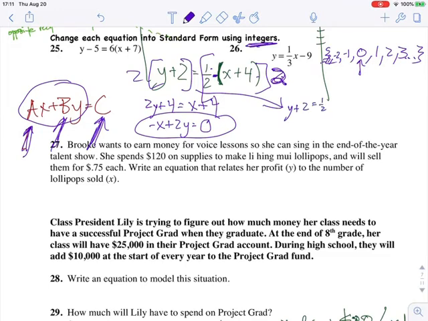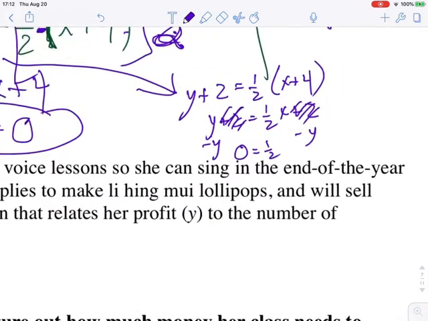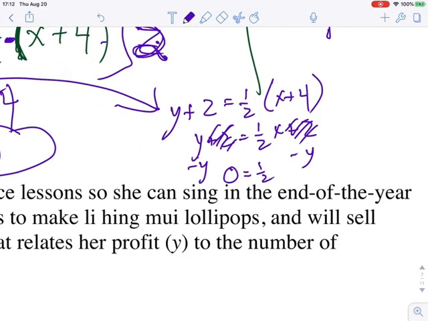Remember, the original equation looked like this: y equals 1 half x plus 2. Before we multiplied it by 2, it was 1 half times x plus 4. So let's distribute. That's a half x plus 2. You subtract 2's from both sides. That goes bye-bye. That goes bye-bye. Let's move the y over to the right, shall we? You subtract y from both sides, and you get 0 equals 1 half x minus y.